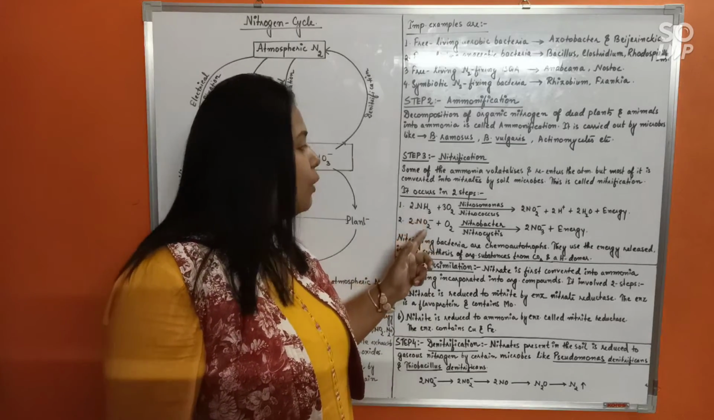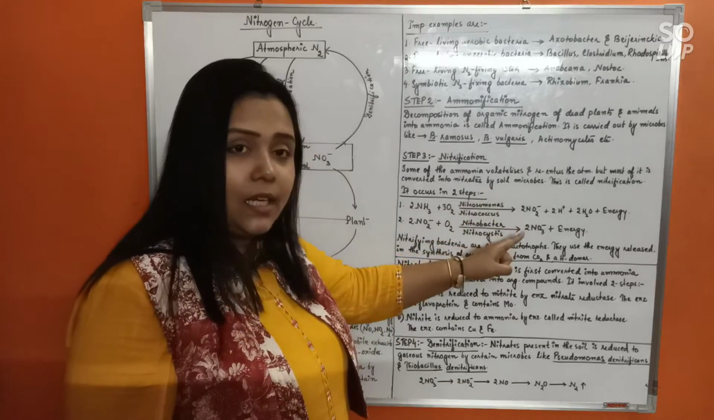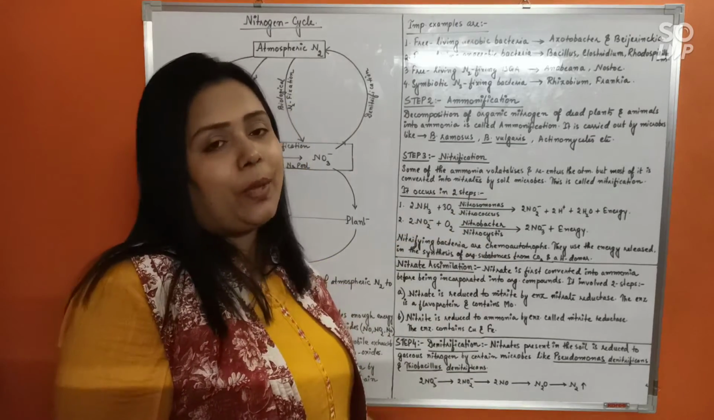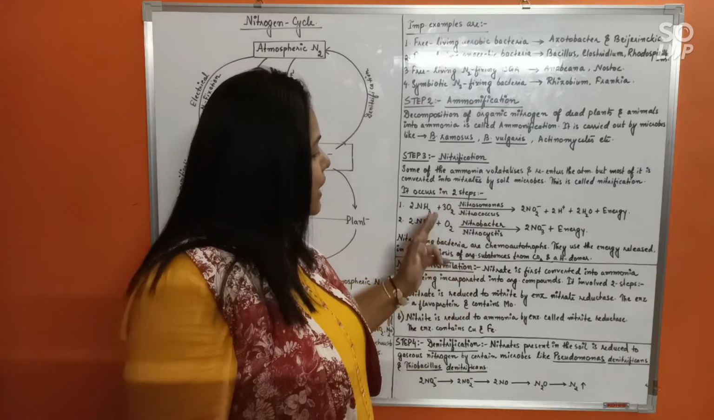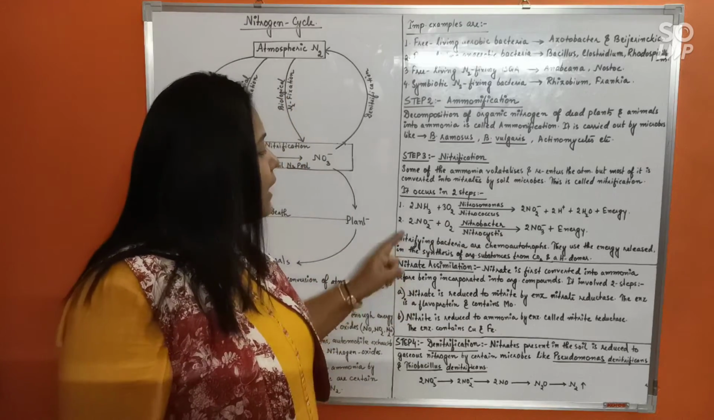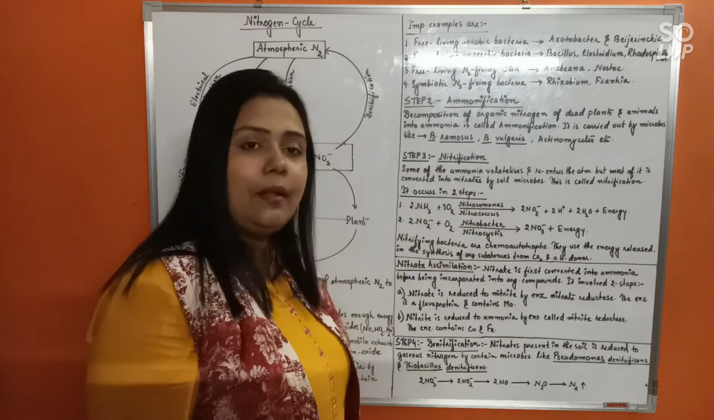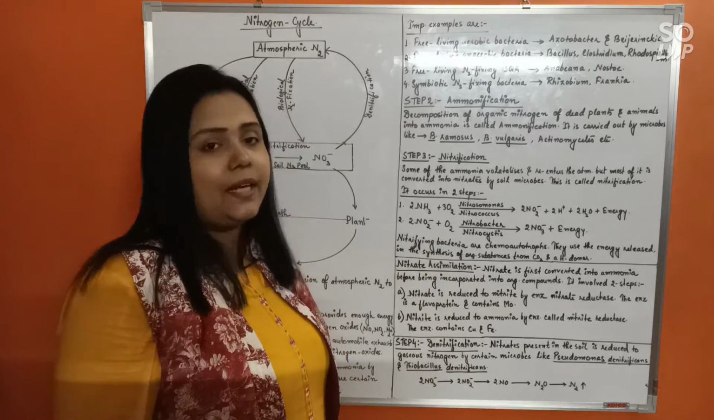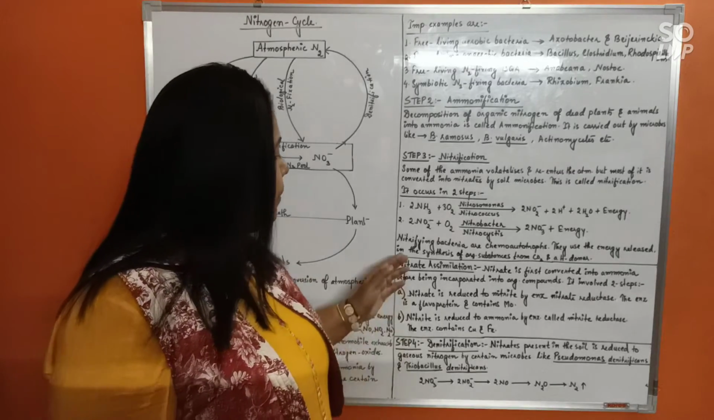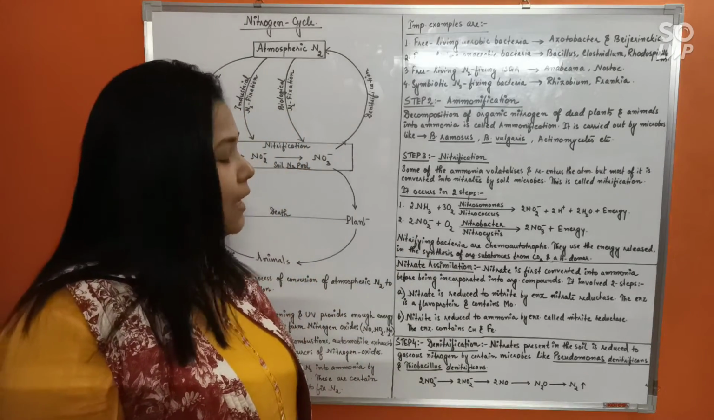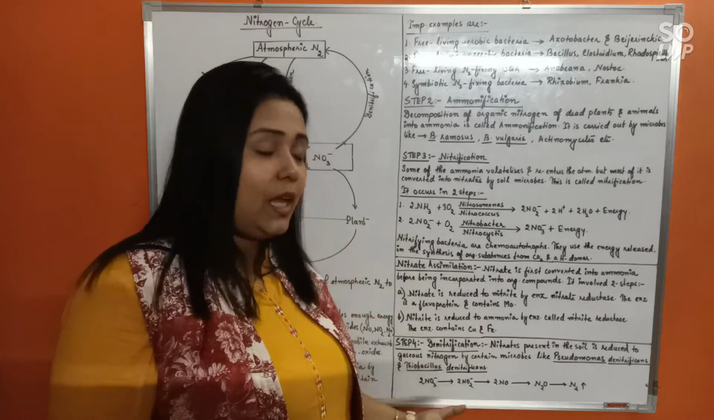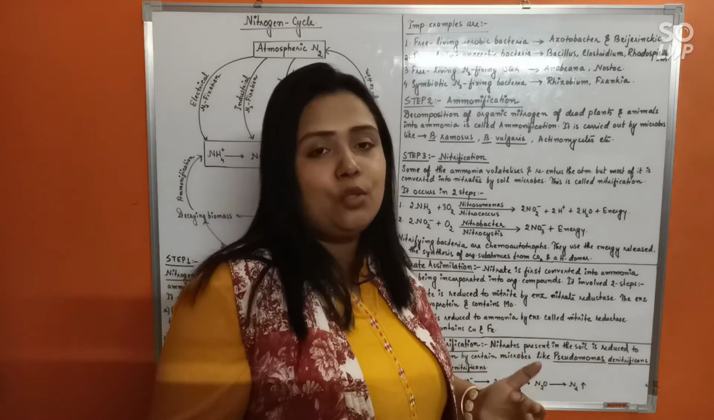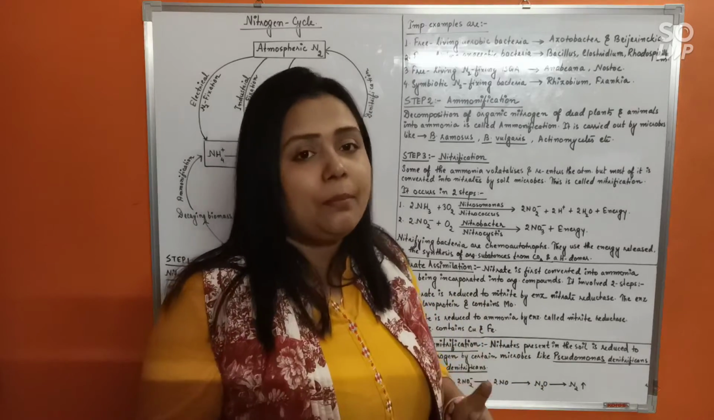Now nitrification involves two steps. First, where ammonia will be converted into nitrite. In this first step, there are two bacteria involved, that is Nitrosomonas and Nitrococcus. And the next is nitrite into nitrate. That will be again requiring another pair of bacteria, that is Nitrobacter and Nitrocystis. Now do remember, all these nitrifying bacteria are chemoautotrophs. They are autotrophs, but they do not use sunlight to make their food. Rather they use some chemicals.